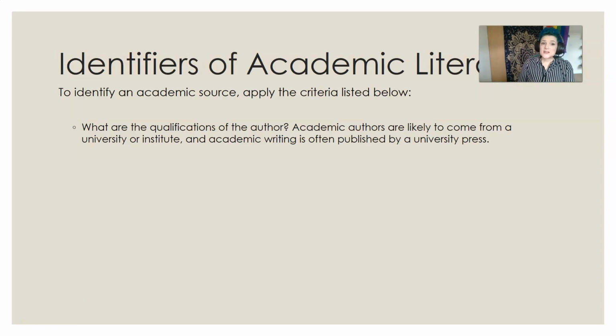Academic authors are likely to come from a university or institute, and academic writing is often published by a university press. If, once you've identified the author, you have a search on the internet for their academic qualifications, and you can see that actually they do not have professional qualifications in the area of expertise that you would expect them to have, this doesn't necessarily mean that what they're saying isn't true, but it does mean that you should look for a source where the authors have got formal expertise in the area that they are discussing.